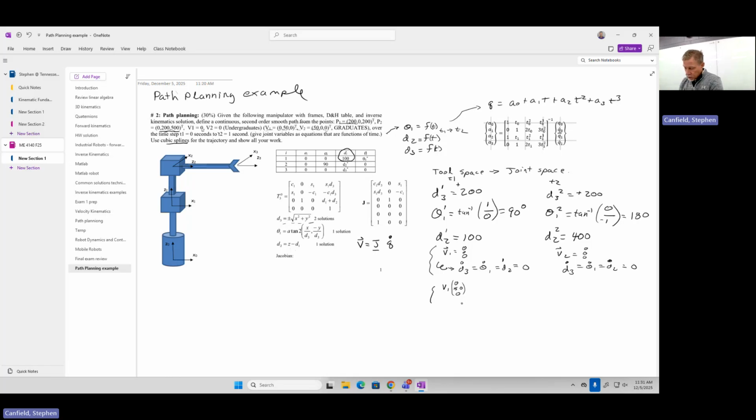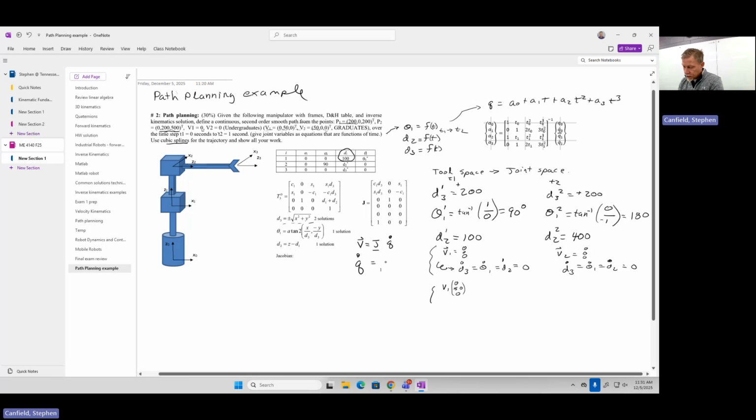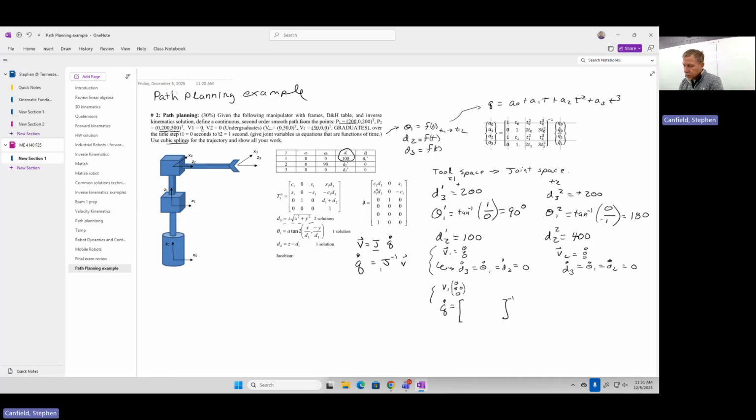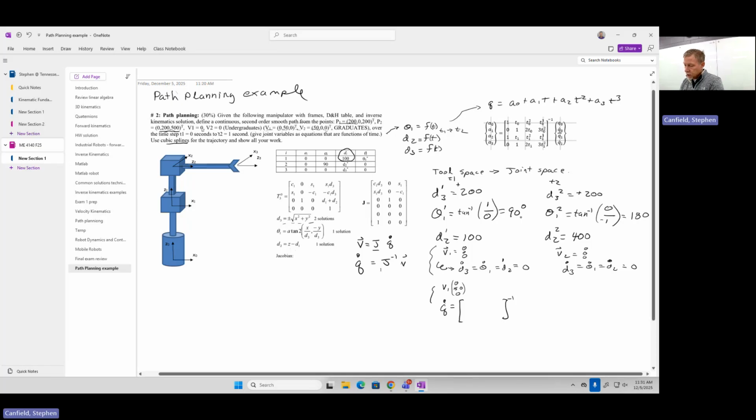In the first case, well, let me put it like this. Then Q dot is the inverse of J times V. So that means I've got to solve for my Q dot as the inverse of J. So I'm going to plug it in here. I've got cosine theta 1 times D3. Well, cosine theta 1 is 0 because it's cosine of 90. So that's 0. Sine theta 1 is 1 times D. So that's 200 and 0. Second row is 0, 0, 1.